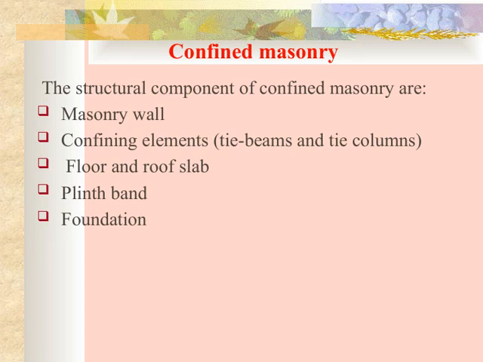The main structural components here include the masonry walls, which form the core of the structure. These walls are reinforced by confining elements such as tie beams and tie columns, which help improve stability and resistance to lateral forces. Additionally, the floor and roof slabs serve as the horizontal elements that distribute loads and provide rigidity. The plinth band is an important element at the base, helping to tie the walls together and prevent settlement or differential movement. Finally, the foundation anchors the entire structure to the ground, ensuring stability and transferring loads safely to the soil. Altogether, these components work in harmony to create a resilient and earthquake-resistant structure, emphasizing the importance of integration and proper design in confined masonry systems.